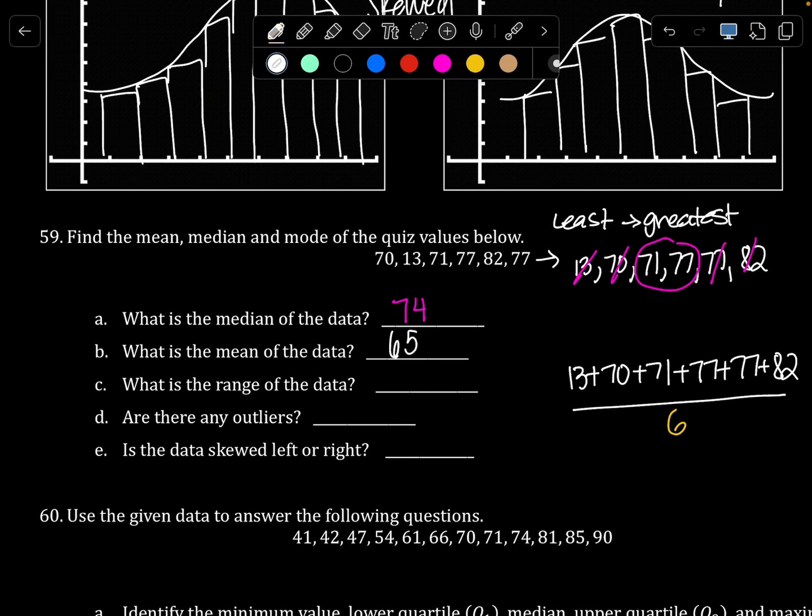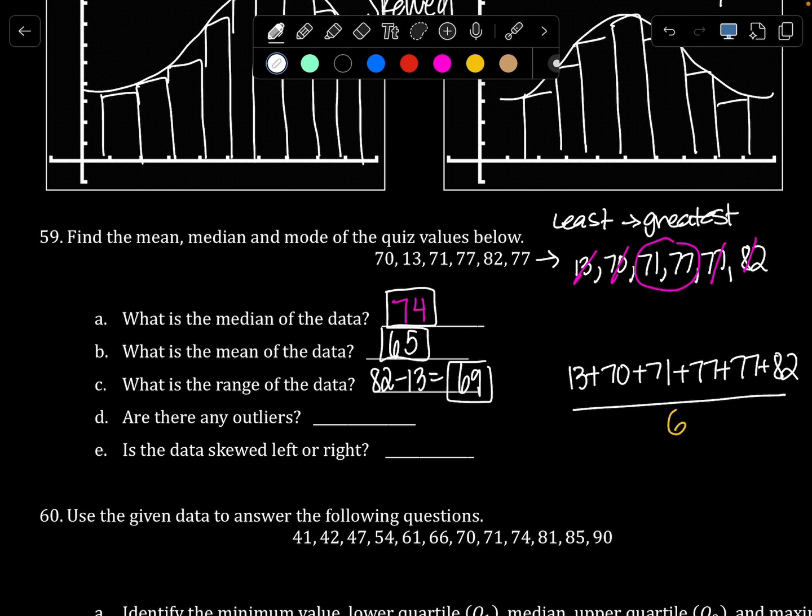This problem you were supposed to do outside. Did you guys get 65? Good. What's the range? 82 minus 13. Largest minus smallest. Did you guys get 69?